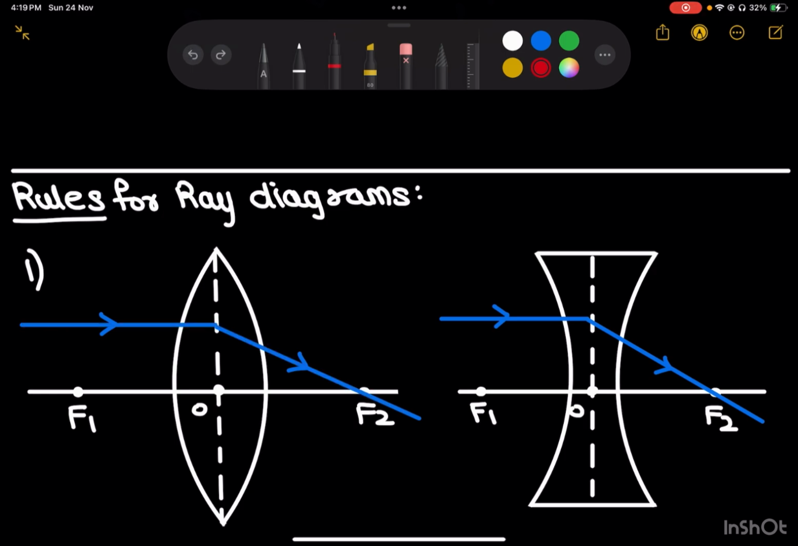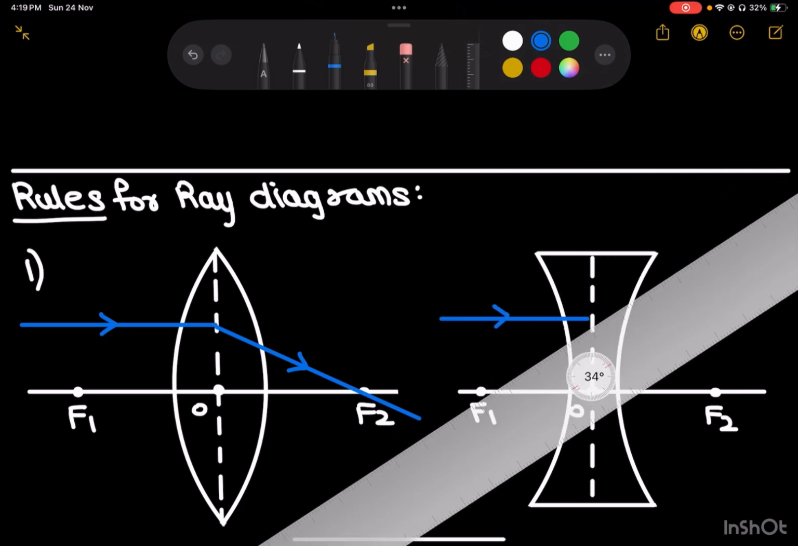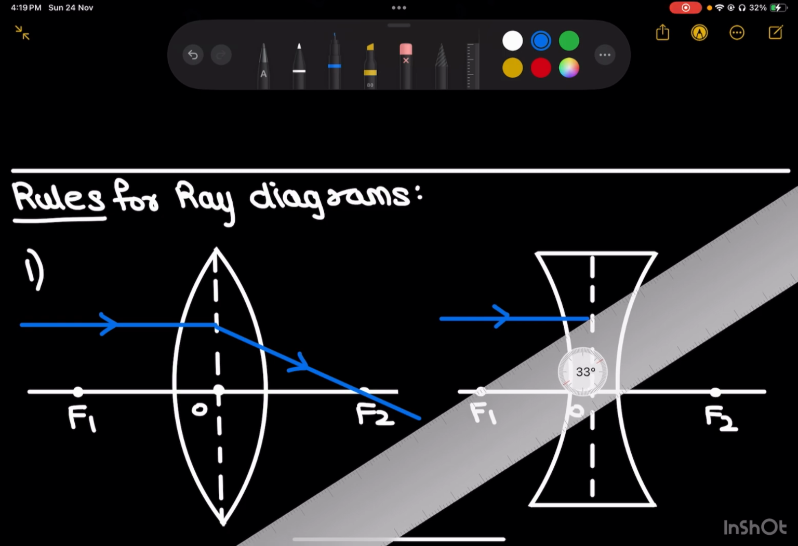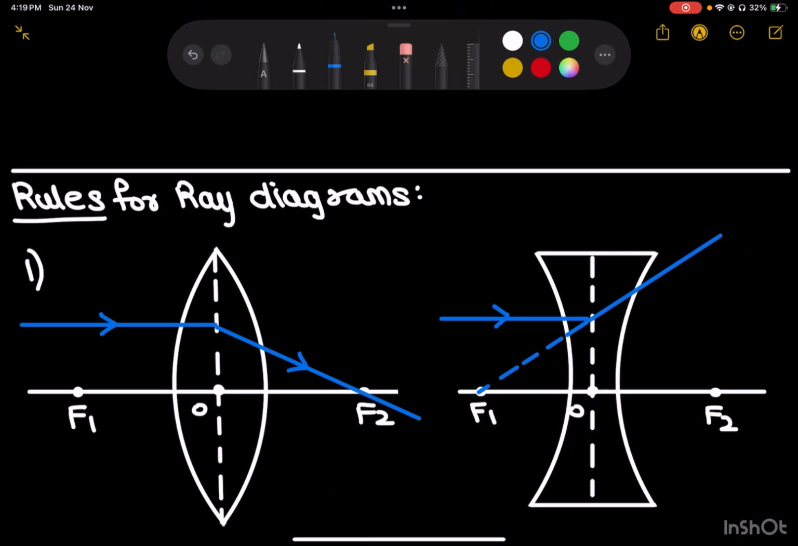Understood? Oh, I'm so sorry. I've drawn this wrong here. Actually, what will happen, I'll show you. For concave lens, it will not actually pass through the focus because it is a diverging lens, right? What will happen? The focus is here. So it will appear to come from the focus. It will get diverged, but it will appear to come from the focus. This is what happens in a concave lens. Sorry, I drew it wrong before. Anyways, understood? So parallel to the principal axis, it passes through the focus or appears to come from the focus.